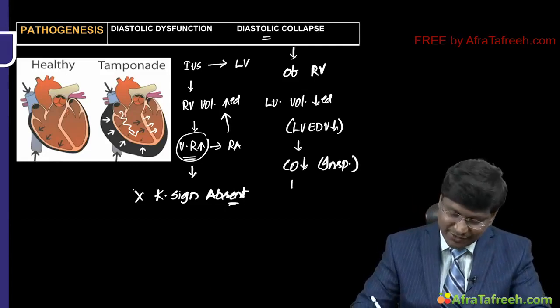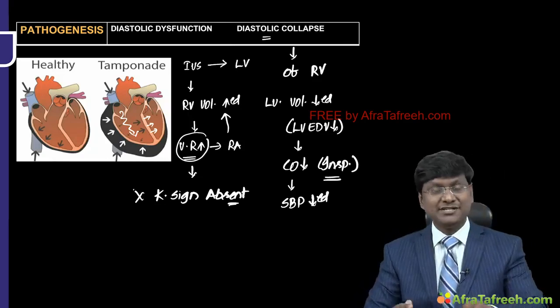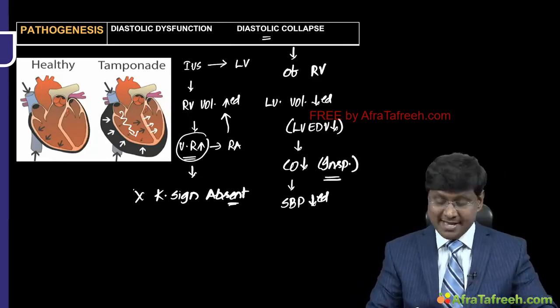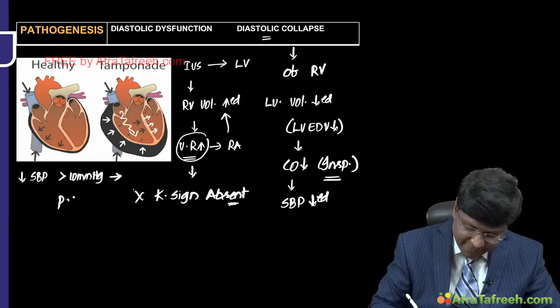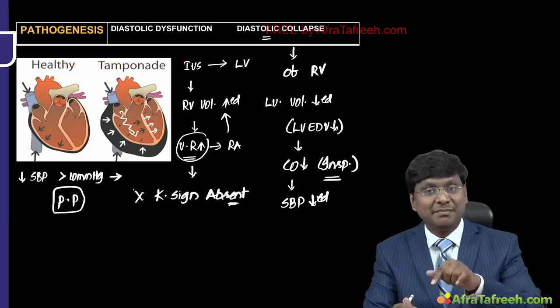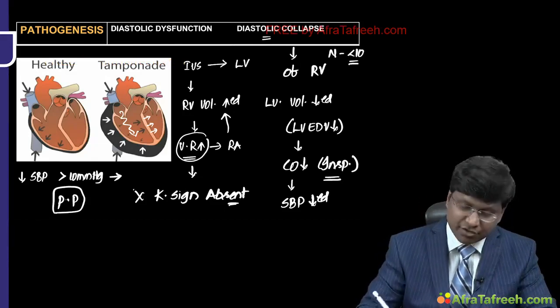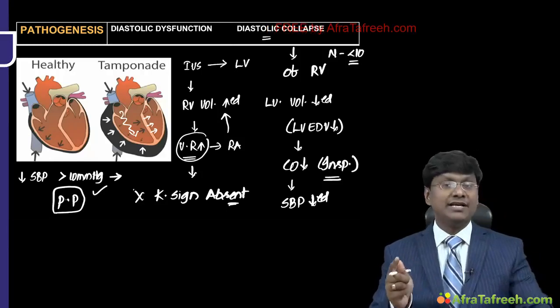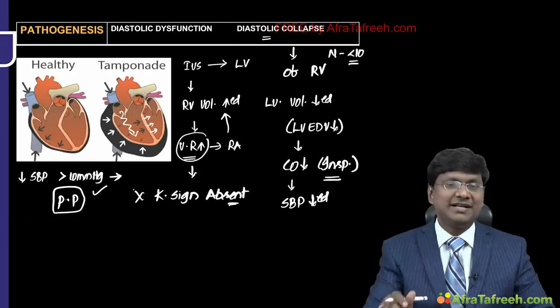That means during inspiration, the systolic blood pressure also decreases, right? And how much will be the decrease in systolic blood pressure? The decrease in systolic blood pressure will be more than 10 millimeters of mercury during inspiration, and that we call the pulsus paradoxus. Normally also there is a fall in the systolic blood pressure during inspiration. How much is that in a normal individual? In a normal individual, the fall will be less than 10 millimeters of mercury. But in cardiac tamponade, the fall is more than 10 millimeters of mercury because of the shift of the interventricular septum towards the LV, and thereby there is a decrease in your LV lumen.